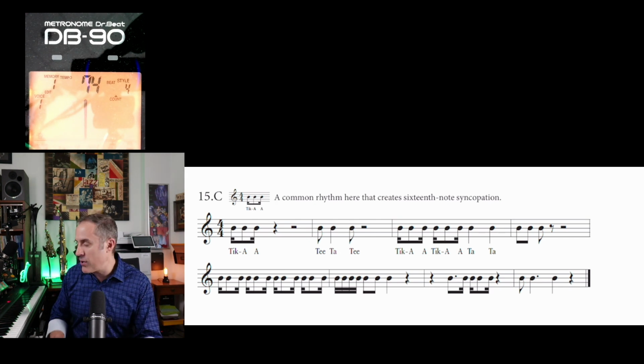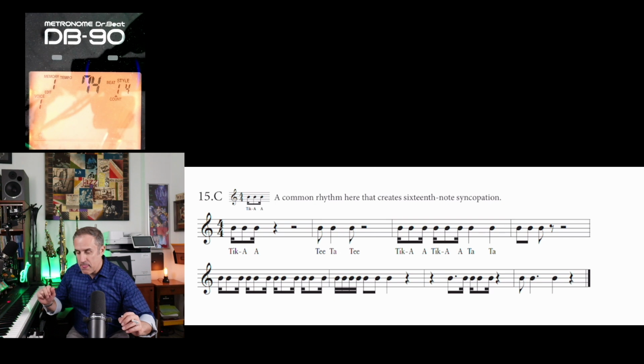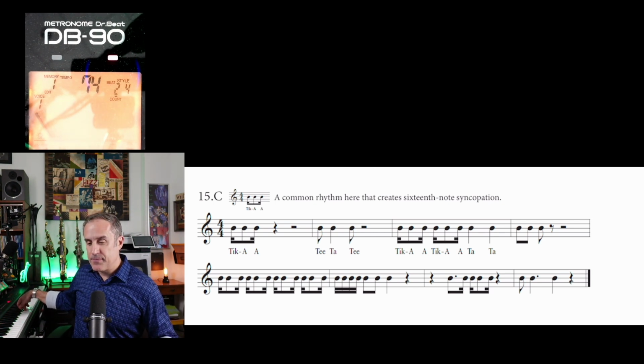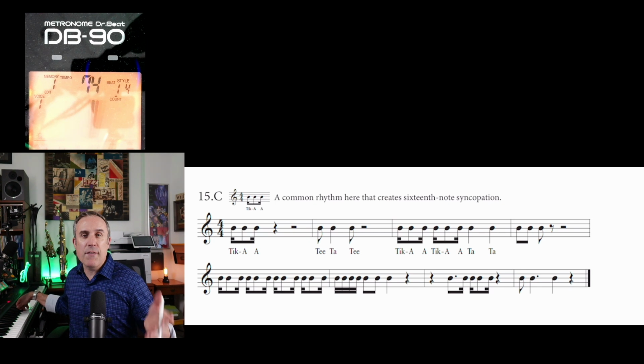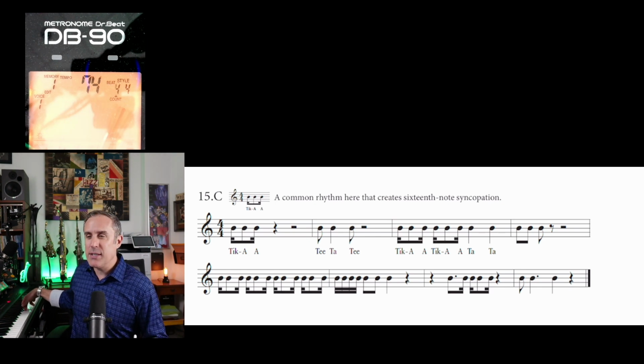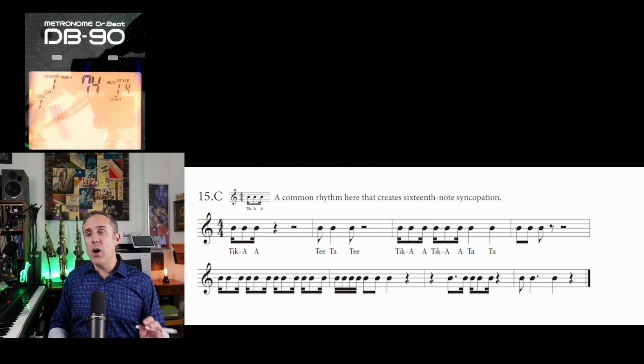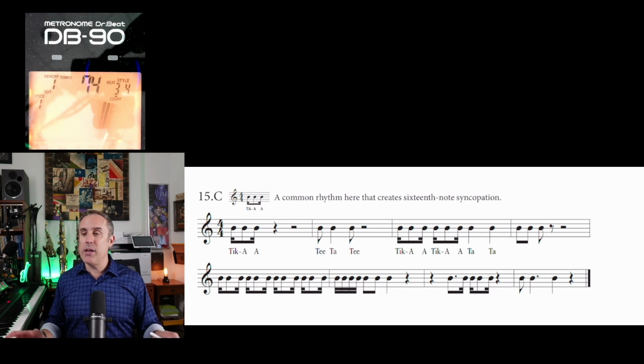Let's get the metronome started. All right, there it is. Here's our G3. I'm going to give us a count off, and then we'll perform the exercise. Here we go. 1, 2, ready, and Tik-A.